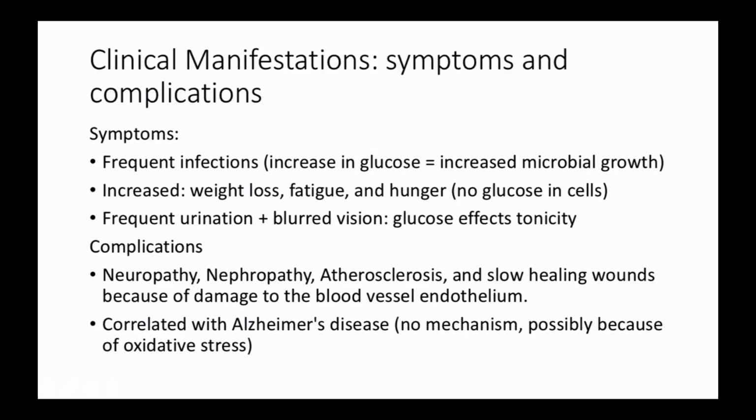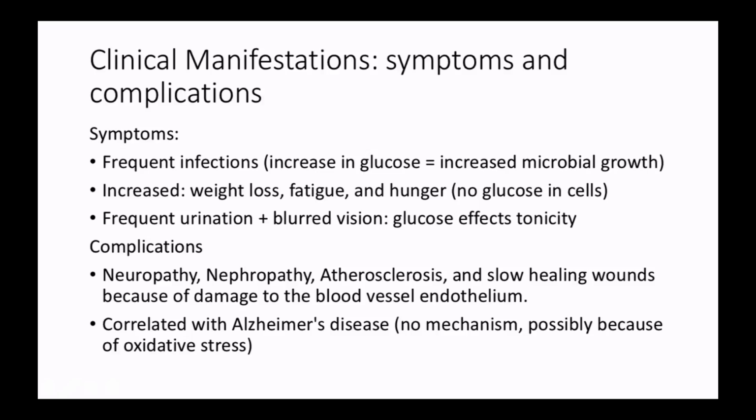There also tends to be an increased amount of weight loss, fatigue, and hunger. This is because if you don't have glucose inside of your cells, you're not going to be able to make ATP through that. You're going to start using secondary biochemical pathways to do so, breaking down fat, breaking down muscle to ultimately produce ATP. There are also going to be a lot of frequent urination and then blurred vision.